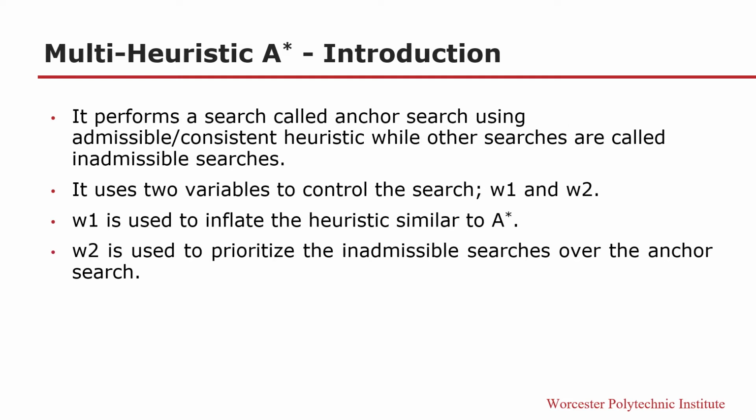Now the search performed using the admissible or consistent heuristic is called anchor search, while all other searches are called inadmissible searches. So it uses two weights to control the search. W1, which is similar to what is used in A star, basically inflates the heuristic, and W2 prioritizes the inadmissible search over the anchor search. The values of the weights W1 and W2 are generally higher than 1.